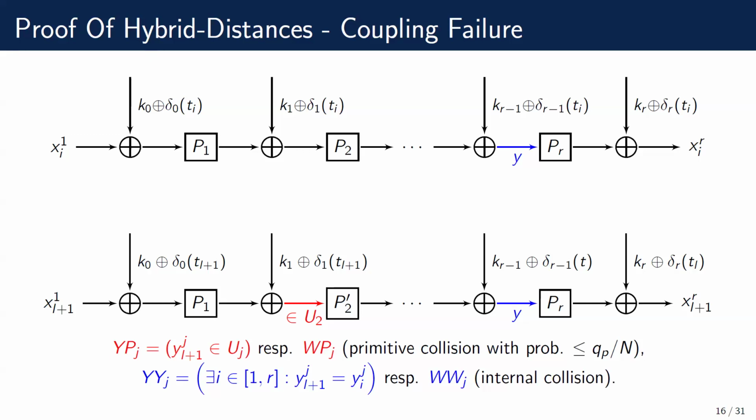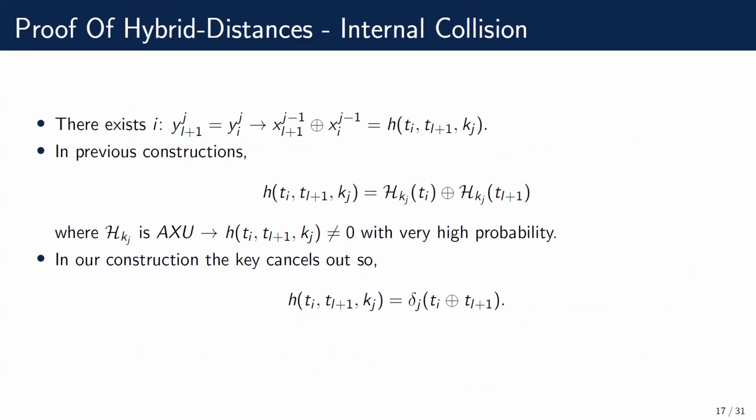And of course, we can see that with the randomness of the key, we can just bound it by QP divided by N, big N, where N is 2 to the n. And the more interesting event would be the internal collision event, which means that if we have the query L+1 and some query I, we have a collision between the input to some J permutation. So we further go into detail into how to analyze the internal collision.